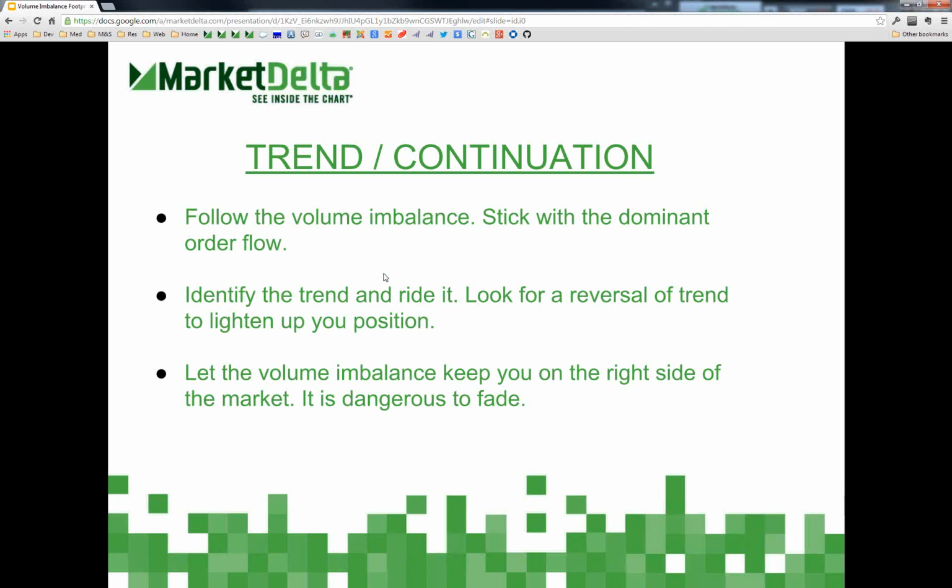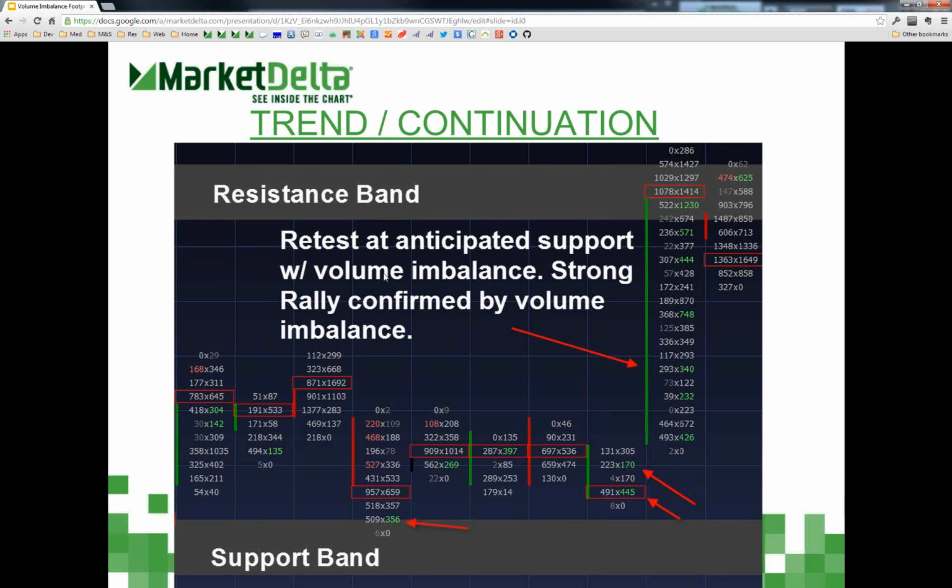So we want to identify the trend and ride that. We want to look for a reversal of trend to lighten up your position. We'll take a look at some examples there. And then we want to let the volume imbalance keep you on the right side of the market. It's dangerous to fade. Let's just look at some examples. It's very dangerous to fade if you've got volume imbalances running right into you.